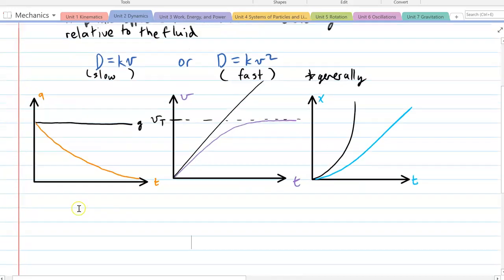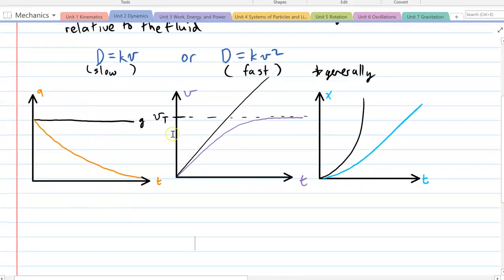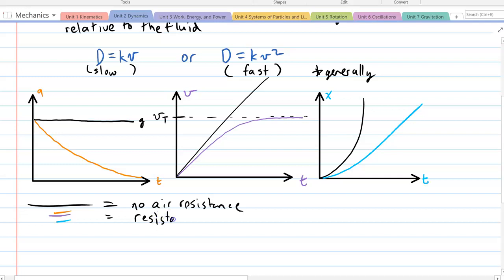So here are the graphs, and what I've drawn in black is what happens with no air resistance. Let me write it here as a note: any line that's black indicates no air resistance, while the colored ones have air resistance. I just want to look at something dropping from the sky, where downwards is positive now. That's just the convention I'll use, so g here is a positive value.